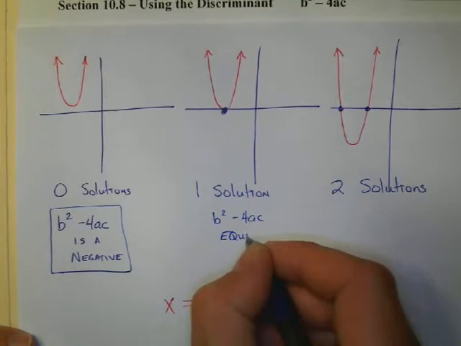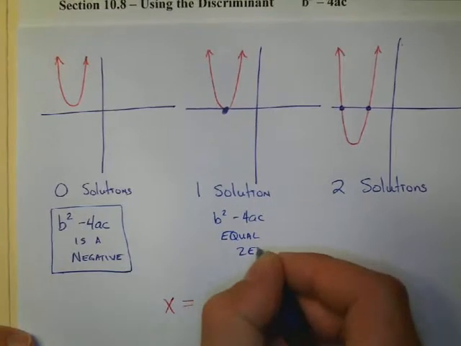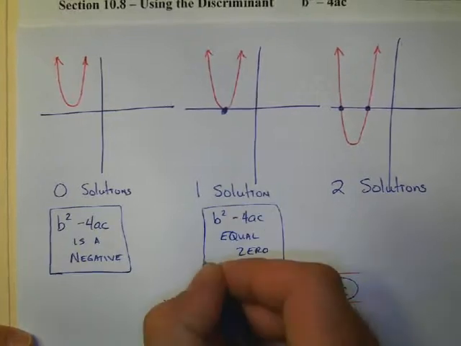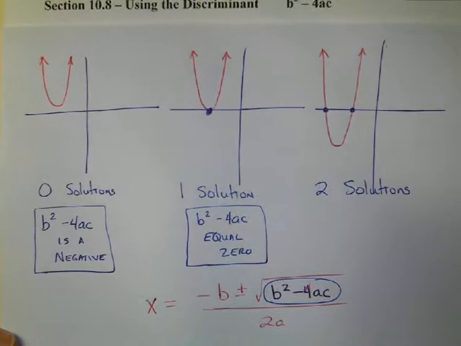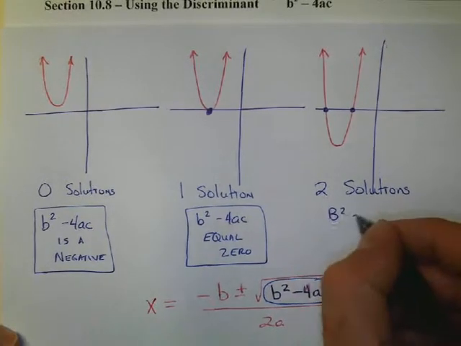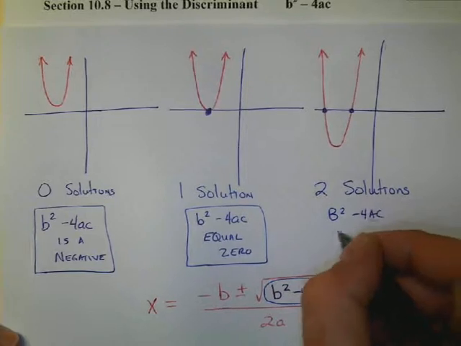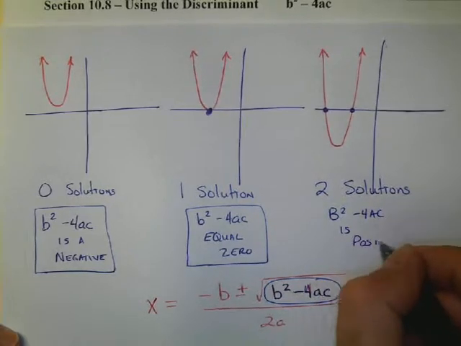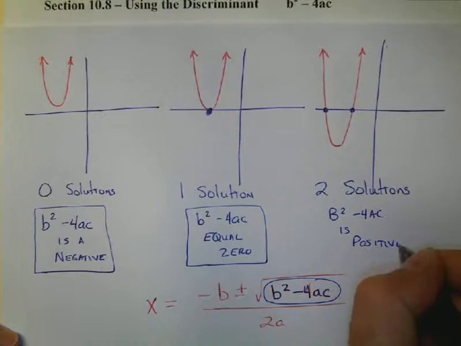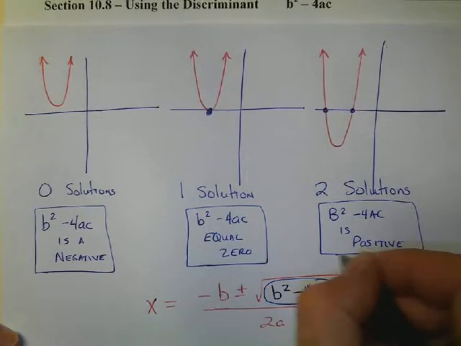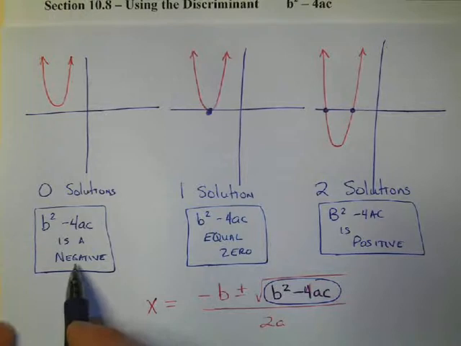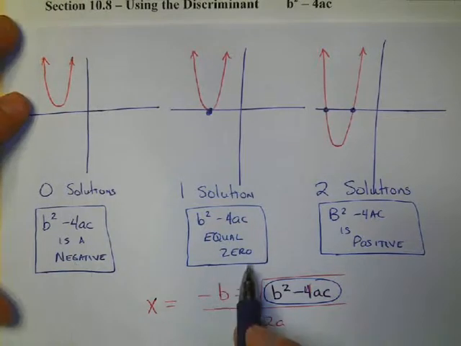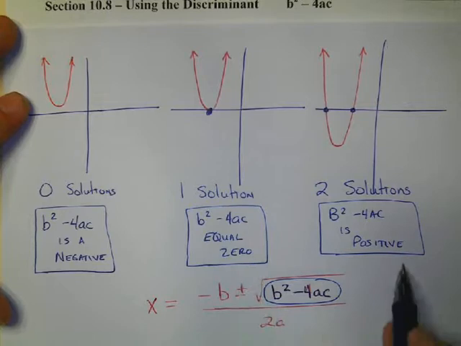So, just as a summary, when it's a negative, it doesn't cross at all. When it's 0, it crosses once, and when it's positive, it crosses twice. So let's fill this material in on our next page. First of all, what is the discriminant? The discriminant is b squared minus 4ac. When it's a positive number, we have 2 solutions. When it's 0, we have 1 solution. And when it's a negative, we have 0 solutions.